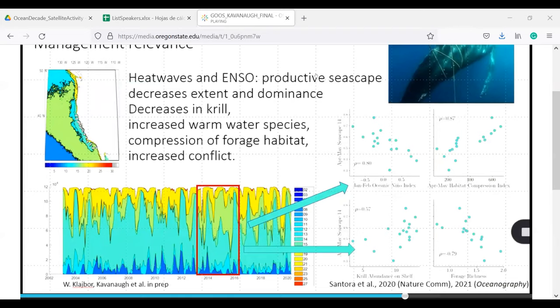There was also a strong relationship to a forage habitat compression index developed earlier by Santora et al. When the forage habitat shrinks, larger predators become more focused in the near shore, leading to conflict and entanglement risk with the shallow fixed gear fisheries.